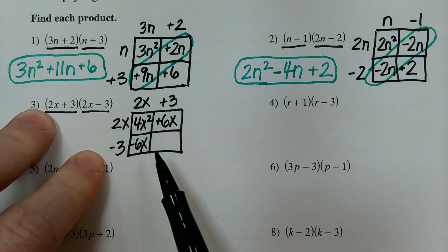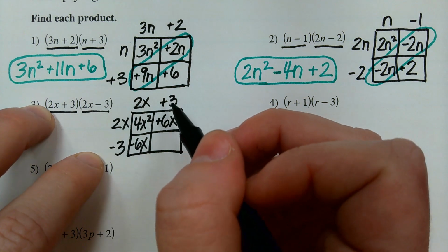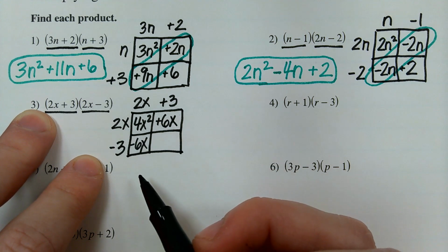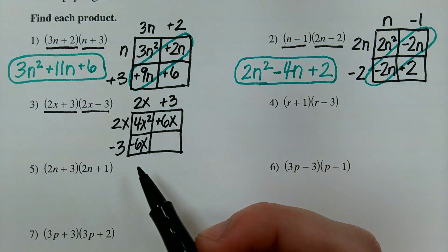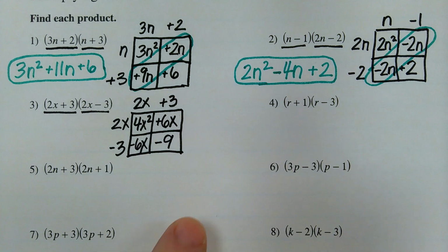Is it 9 or negative 9? Negative 9. A negative times a positive makes a negative. Whenever our signs are different, our answer is negative. When our signs are the same, our answer is positive. So we get a negative 9.